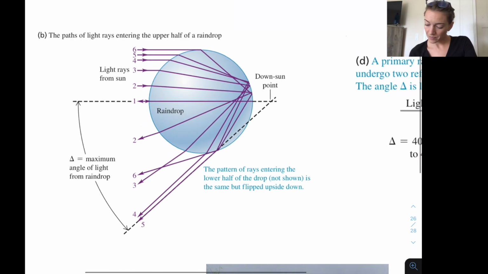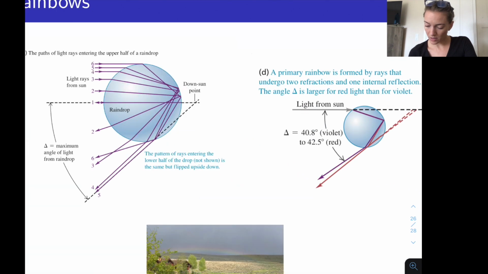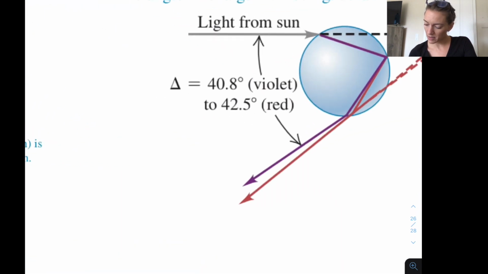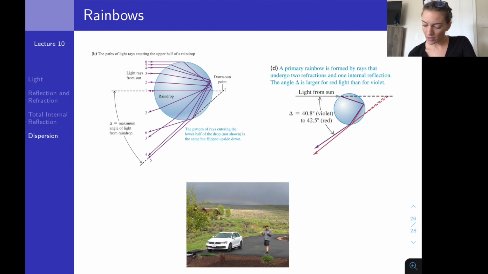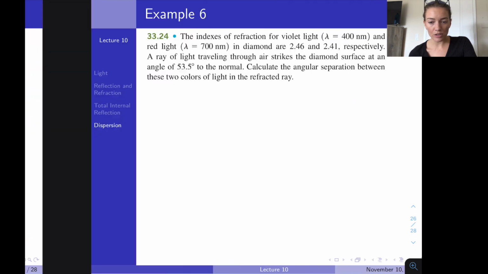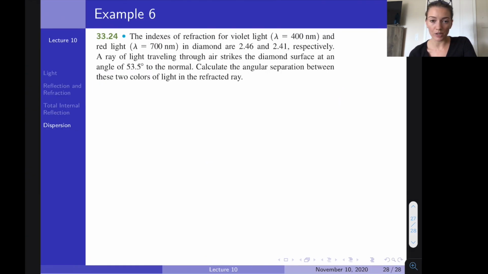Here we have 6 rays, which might be a little bit confusing, but this is an example with just red and violet. With just red and violet, you have the light from the sun coming in here. You can see that they start getting refracted immediately, and then once they come back out, they're separated a little bit. So that's how rainbows happen. Here's a picture of a rainbow I took in Utah. So those are rainbows. And now let's do one more example with dispersion.